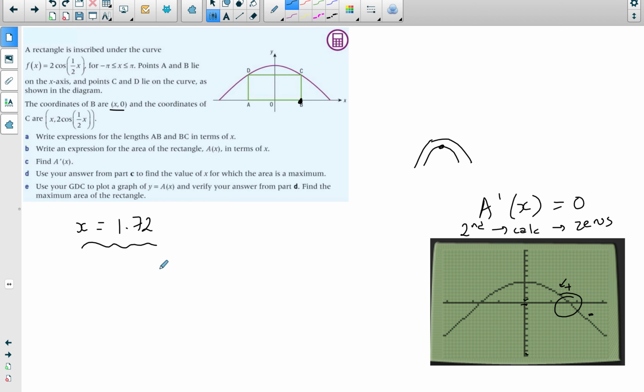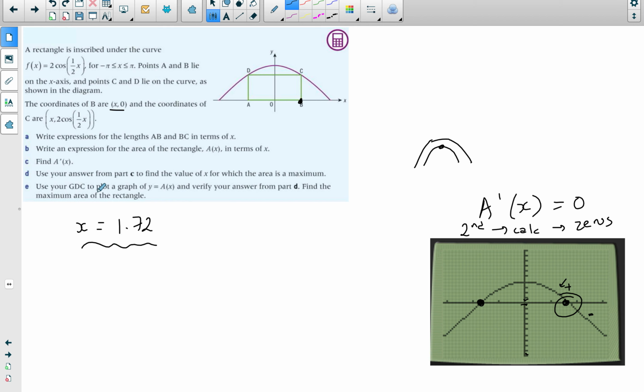So x is 1.72. You can do it any method. You could use the critical value table as well if you want to. But again, keep in mind that a prime is equal to 0. This is the graph of it. So we're looking either for this or this. One of these is the maximum. We're assuming x equals 1.72.